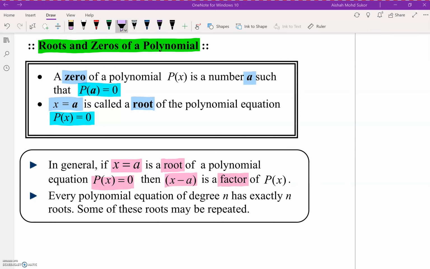Every polynomial equation of degree n has exactly n roots. Some of these roots may be repeated.